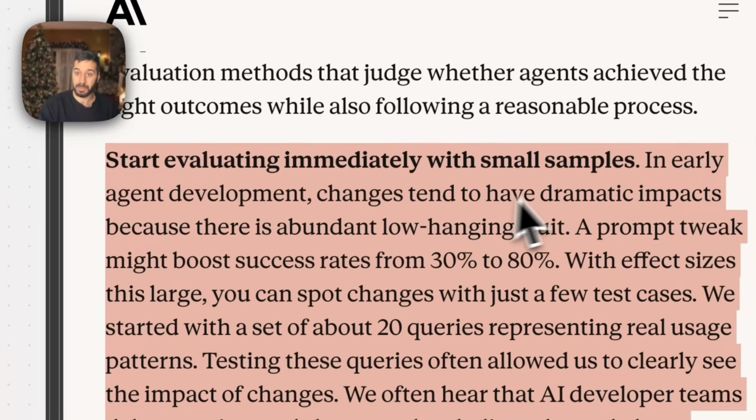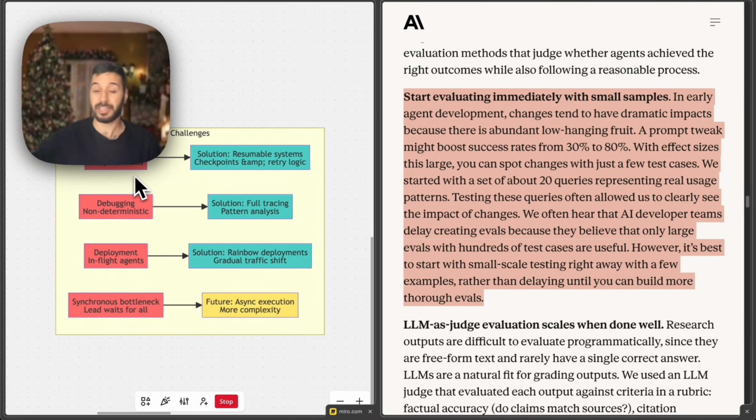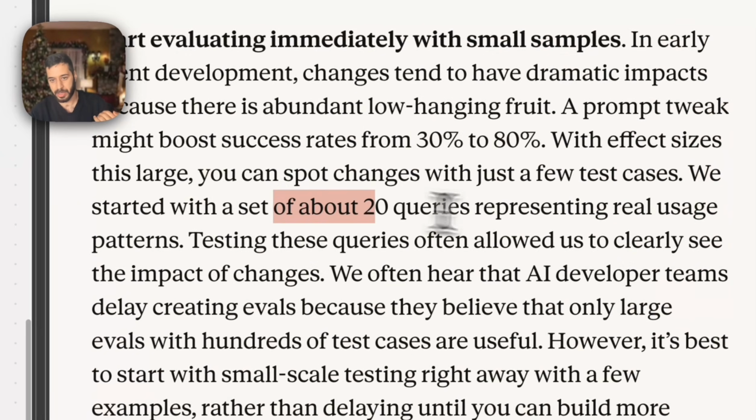Start evaluating immediately with small samples. Here it's actually very interesting. We think that to improve an agent or an LLM, you probably need a huge data set of thousands of samples of how the system works. But at an early stage, when you have a lot of room for improvement and a lot of low-hanging fruit that you can solve, actually a very small set of samples, as small as 20 queries, can provide a huge boost of improvement, from like 30 to 80%.